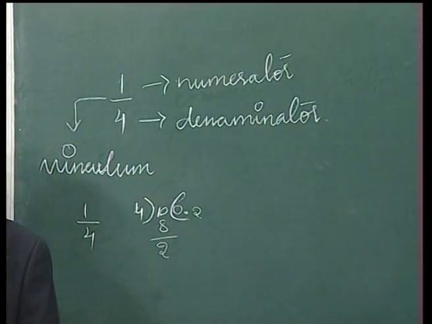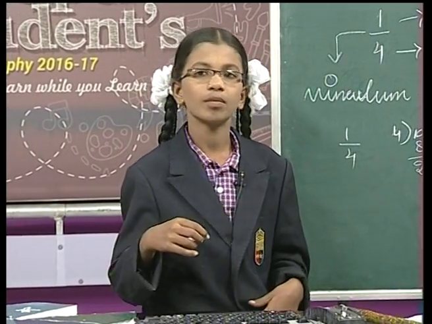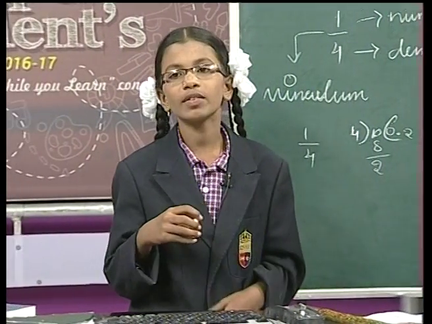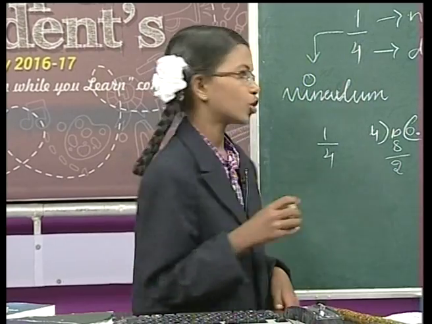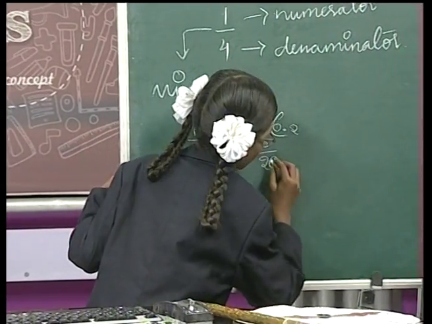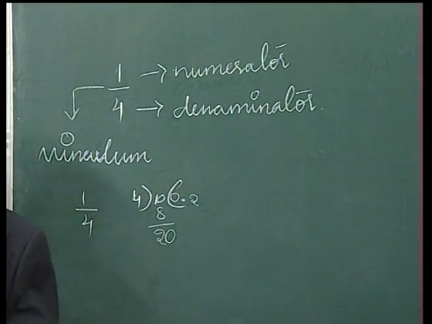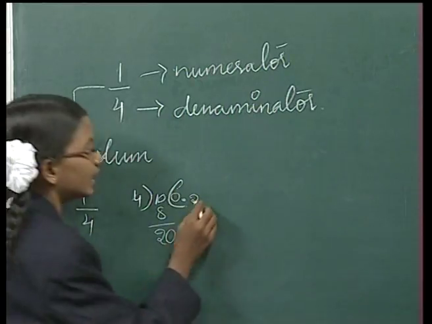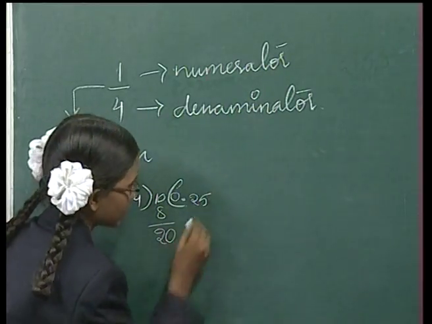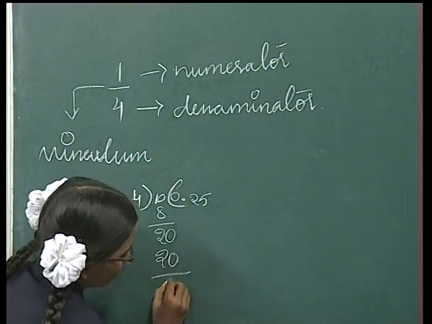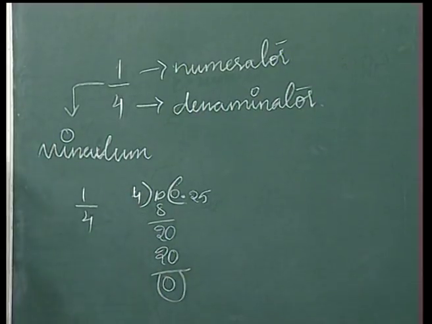Friends, now can't able to divide 2 with 4. So here we write the 0. And friends, here how many times? Yes. 5 times there. 4 5s are 20. Here the remainder is 0. Now the division is completed.